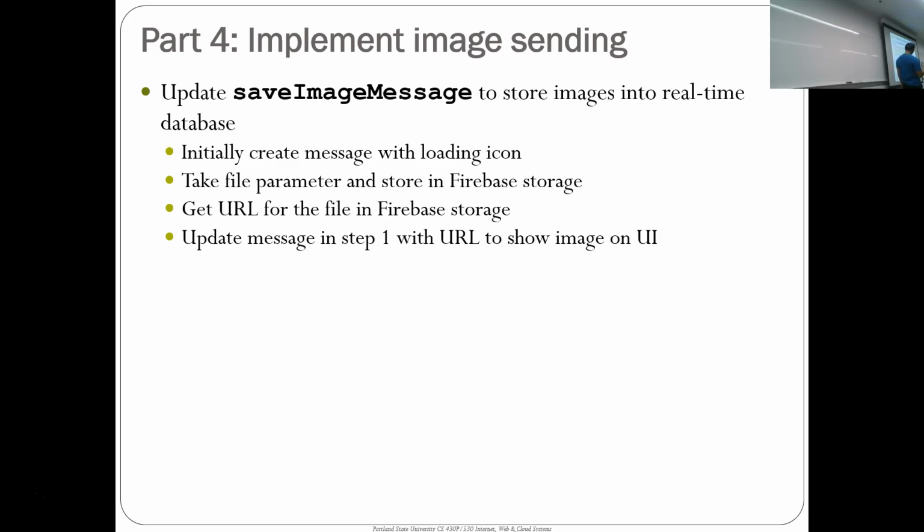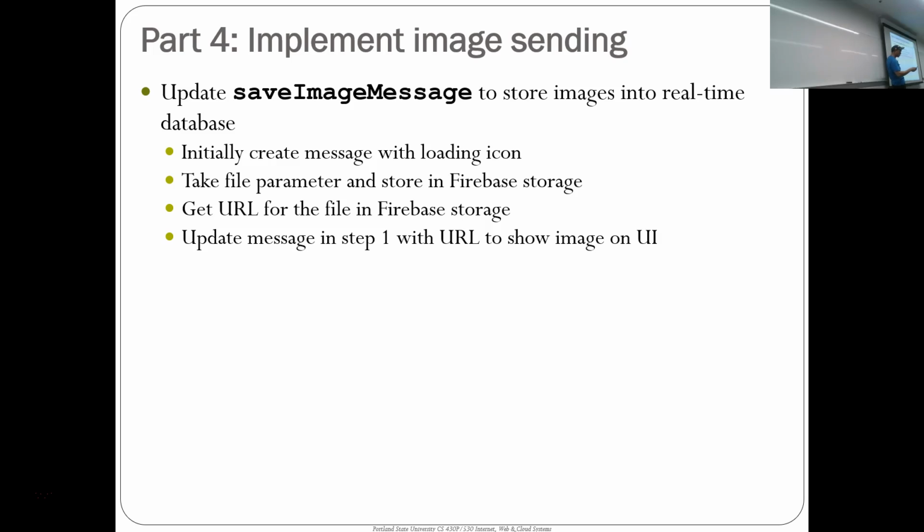And so you're going to be able to attach an image to a message and then have it show up on all the clients in real time. Okay. The code for doing it is included in Save Image Message. Initially, what it does is it creates the message in the backend database, and it creates it with a message loading icon. And then it'll actually take the file parameter and store whatever you uploaded into cloud storage. When it's finished loading this thing, it gets the URL. Once it's uploaded into storage, it gets the URL for the file in this Firebase storage, and then it will update the URL to show the image in the UI.